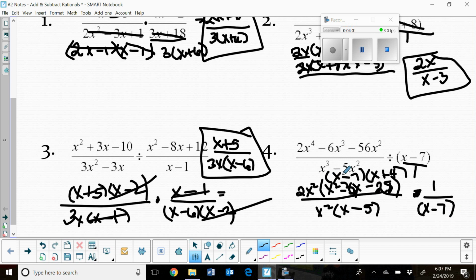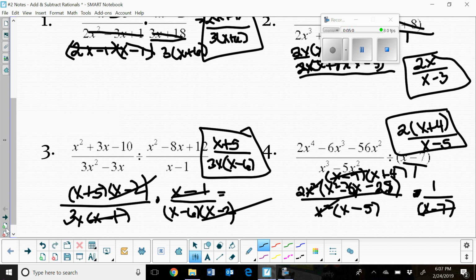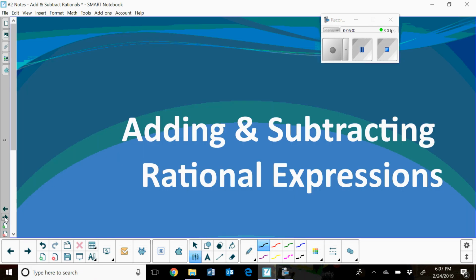and I can cancel x minus 7's, and then x squareds, and I end up with 2 times x plus 4 in the numerator and x minus 5 in the denominator. And there's the final answer. So there are warm-up questions. Now let's go on to our lesson.